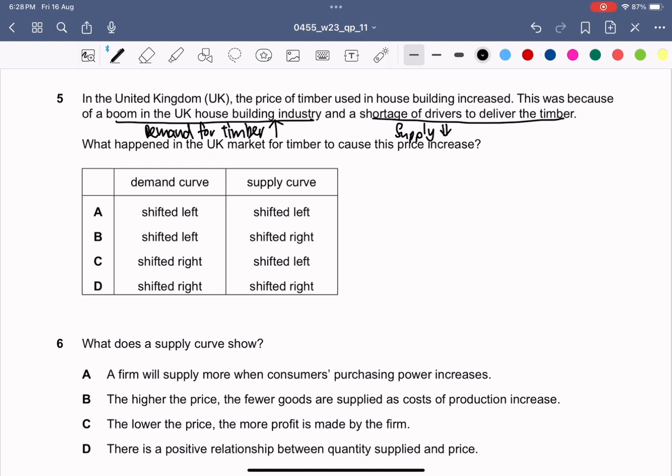And a shortage of drivers to deliver the timber means a reduction in supply of timber. The keyword is price increase. And we know that when demand increases, the demand curve shifts to the right, and when supply decreases, the supply curve shifts to the left. I will draw a demand curve right now for you to better visualize it.